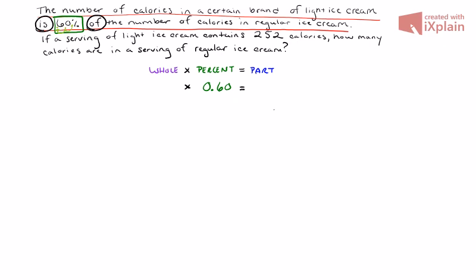So again, what we want to note here is we have 60% of the number of calories in regular ice cream. So it looks like I'm saying I want to do 60% times the number of calories of regular ice cream. So this is describing our whole number. And actually, if you read the second part of the question, that's what we're trying to find out. We're trying to find out the calories that are in regular ice cream. So I don't know what this is, so I'm just going to put X here.